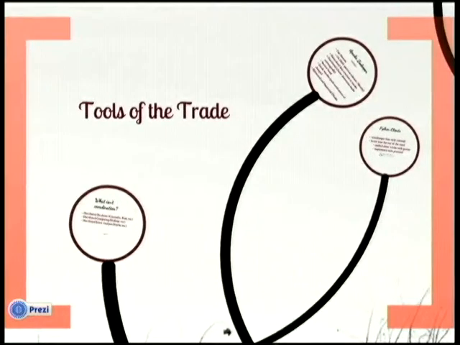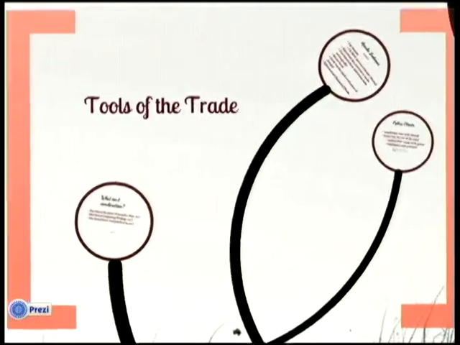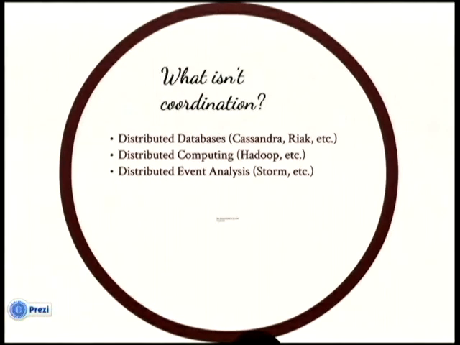First, it's probably easiest to explain distributed coordination by asking what is not distributed coordination. People are familiar with things like distributed databases. These are your big ones, Cassandra, Riak. People are familiar with distributed computing. They know that they use Hadoop, and there's HDFS and all these other things built on top. And if you have large enough needs, you might have needed event analysis, stream processing, things like that. Storm is one of those tools.